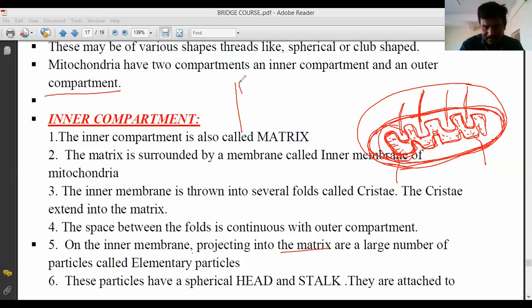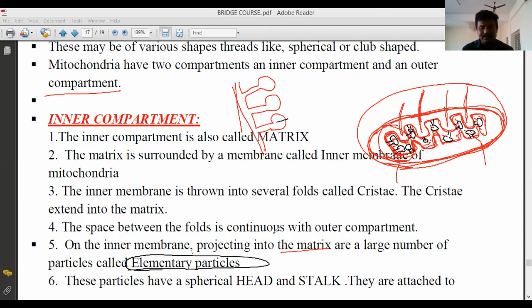From this inner membrane, there is a large number of particles called elementary particles. Inside the matrix, a number of particles are located. Those are called elementary particles. These are all projected inside like this. See here, a large number of particles. Those are called elementary particles.